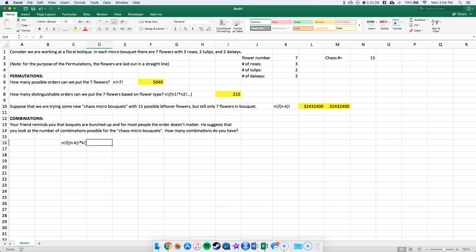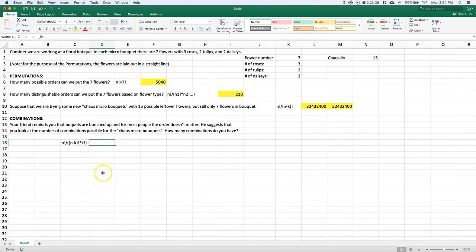If we were to do this manually, we can use equals factorial. We can say 15, and we can divide by the factorial of 15 minus 7, multiplied by the factorial of 7 again. Keep all of that part down here in the denominator and hit enter. We actually only have about 6,500 options.